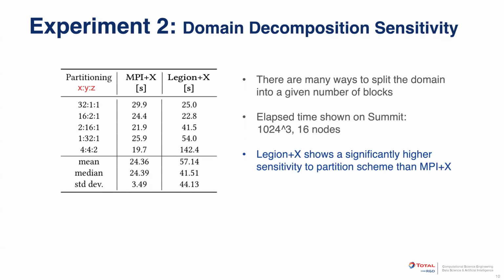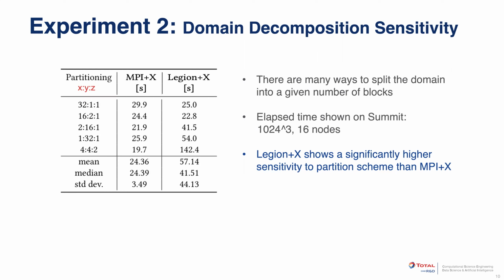One interesting observation through our experiments is that MPI+X and Legion+X present different domain decomposition sensitivity. Domain decomposition refers to solving a problem on a single region by splitting it into smaller subdomains so as to distribute them to parallel computing nodes, tasks, or processes.